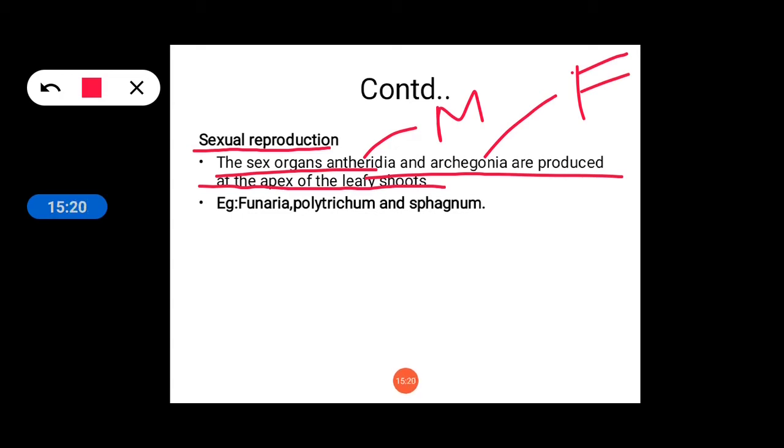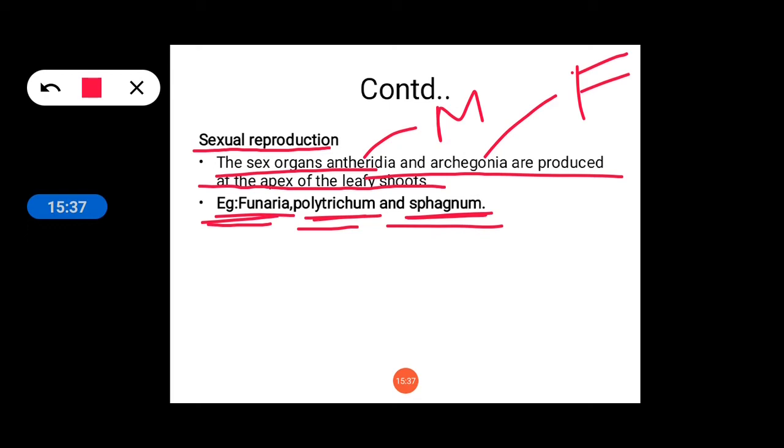Examples of mosses are Funaria, Polytrichum and Sphagnum. These examples are very important.